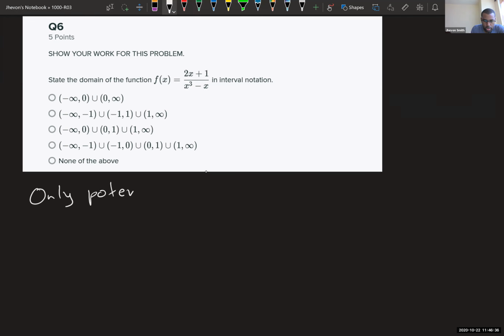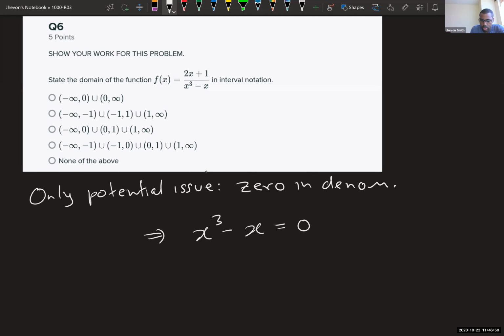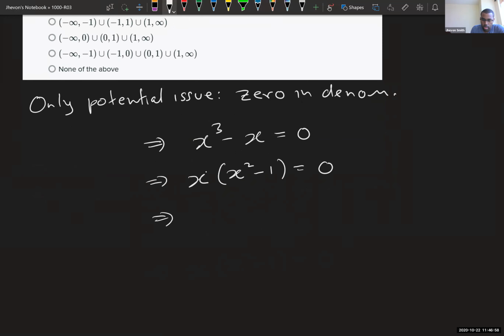Only potential issue is a 0 in the denominator. So this means I want to look where x cubed minus x would be equal to 0. We know that to solve that equation, we need to factor. And that can be factored further.